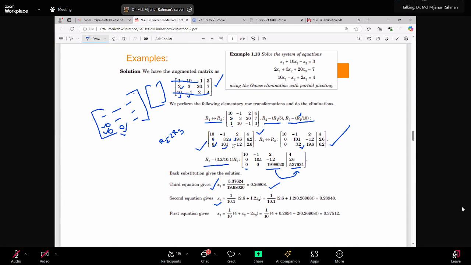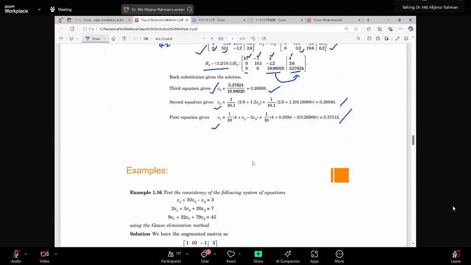And last one, from equation 1: 10x1 minus x2 plus 2x3 equal to 4. We have the values of x2 and x3, so only one is unknown, that is x1. So we can calculate x1. So these are the three values of x1, x2, x3. Again, why are we calling this Gauss elimination method? We are trying to eliminate the coefficients of the matrix step by step, and we are converting our equation to a triangular equation. At last, we are calculating our target values.